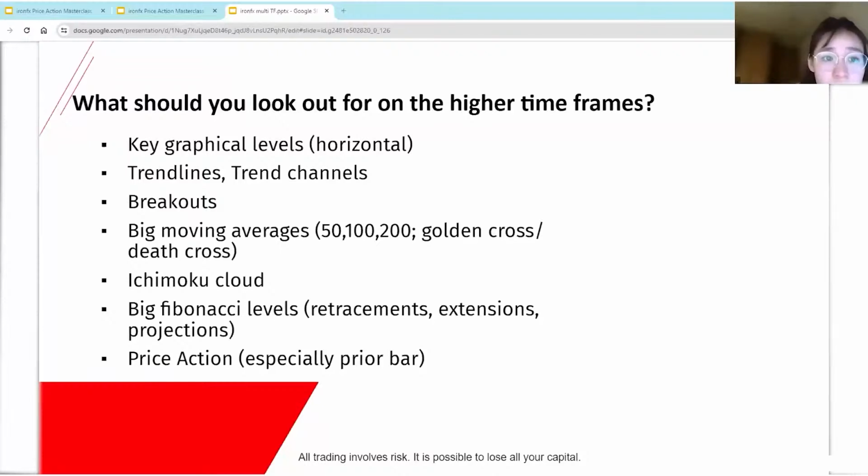Okay, setting up Ichimoku on your phone or laptop. I can show you how to do it on TradingView. Let me just open my TradingView.